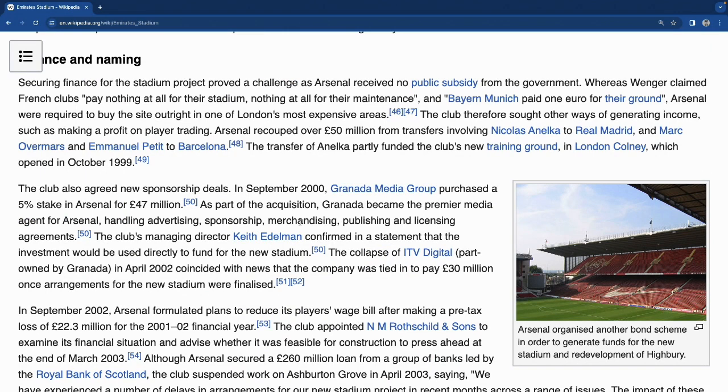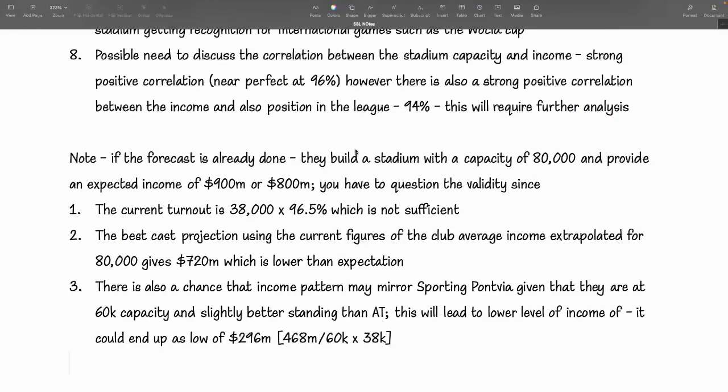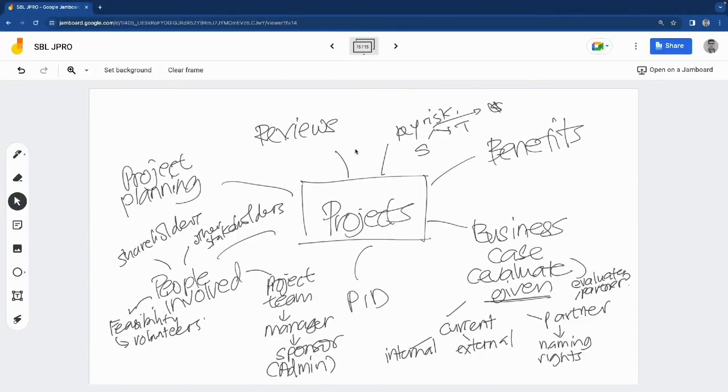Now this is the other part. How did they secure finance for this stadium? If you look at the stadium itself, there was no public subsidy from government. And remember, this is the problem. The government doesn't want to give grants. So here, do be aware, you are talking about money for the whole project.